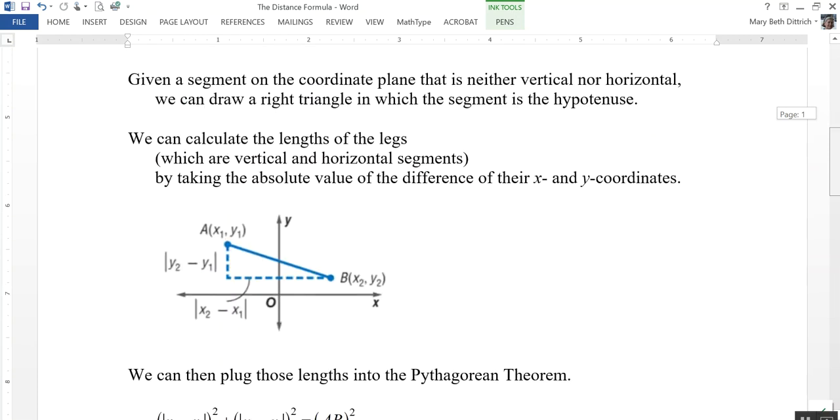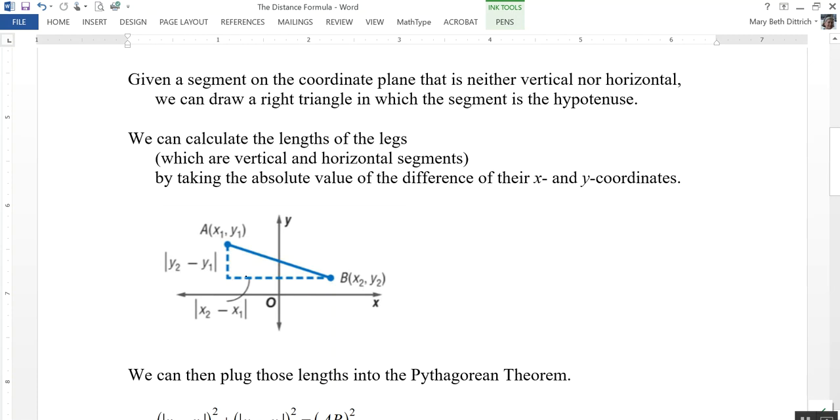So let's take a look at this picture right here. Here we have segment AB, which is a slanted segment. It's not horizontal or vertical. If we need to find the length of a horizontal or a vertical segment on the coordinate plane, we just count. But we make this segment the hypotenuse of a right triangle. So I've drawn a vertical line here and a horizontal line here to make that right triangle.